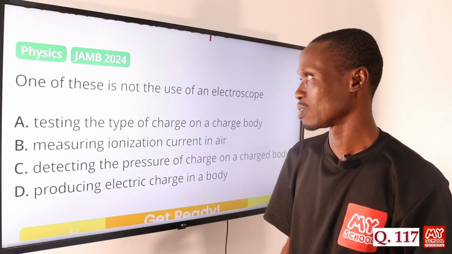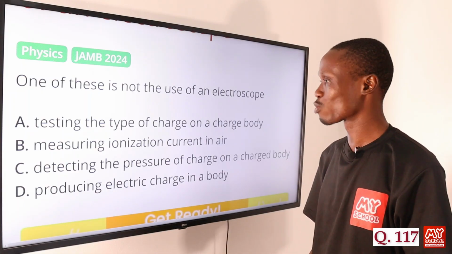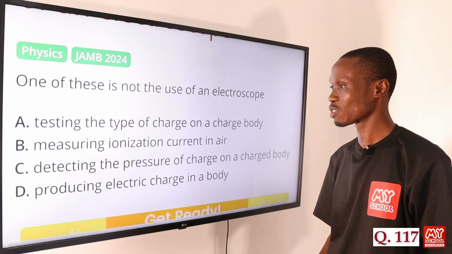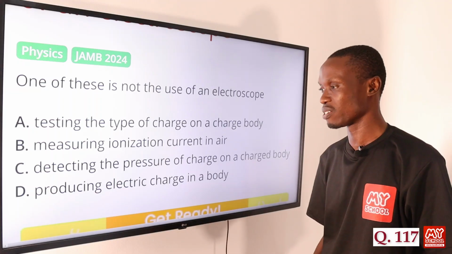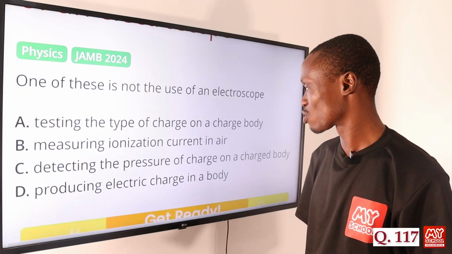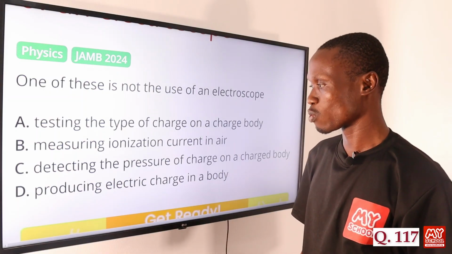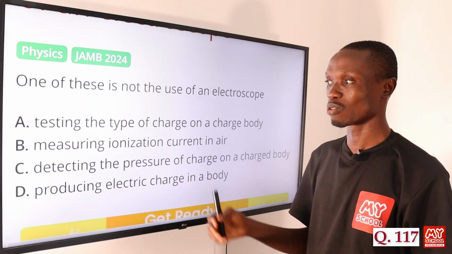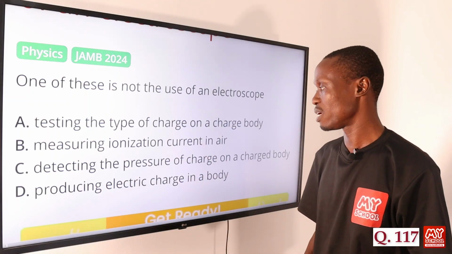Question 117. One of these is not the use of an electroscope. A, testing the type of charge on a charged body. B, measuring ionization current in air. C, detecting the presence of charge on a charged body. And D, producing electric charge in a body. So the answer to this question is option B, measuring ionization current in air.